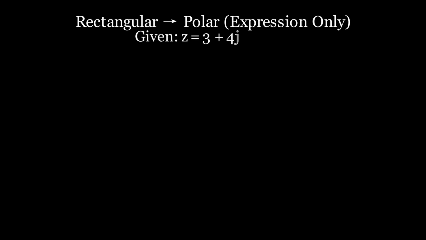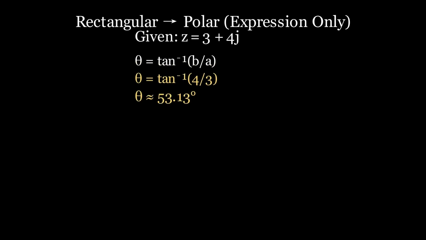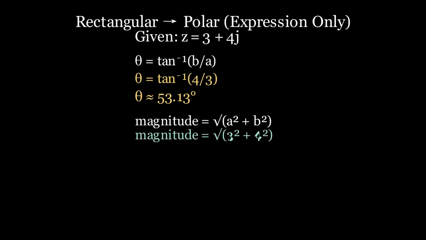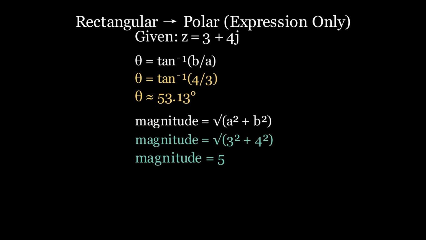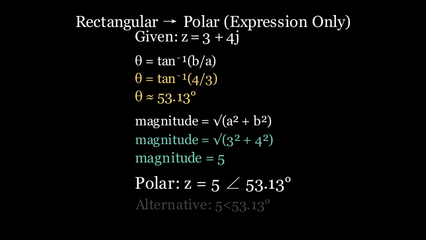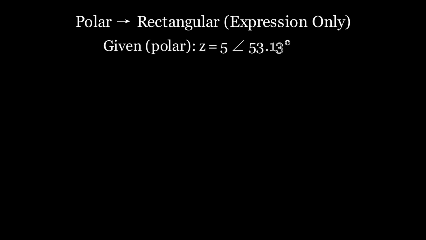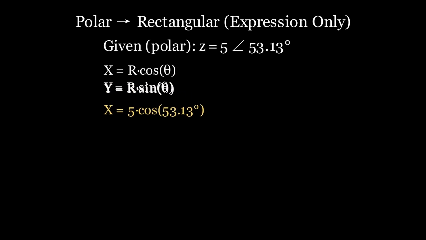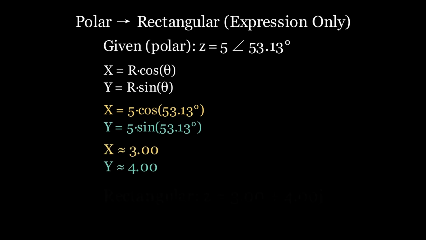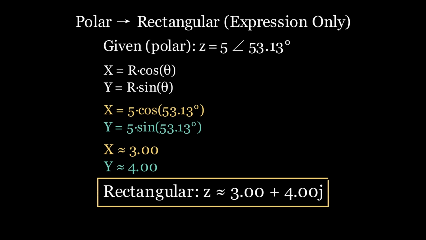To convert rectangular to polar form, get the angle by taking the arctan of the imaginary over the real part of the earlier impedance. To get the magnitude, apply the Pythagorean theorem to the real and imaginary parts of the complex number. To convert polar to rectangular, the real part, in this case x, can be obtained by the formula r cos θ, and the imaginary part y can be obtained by the formula r sin θ.